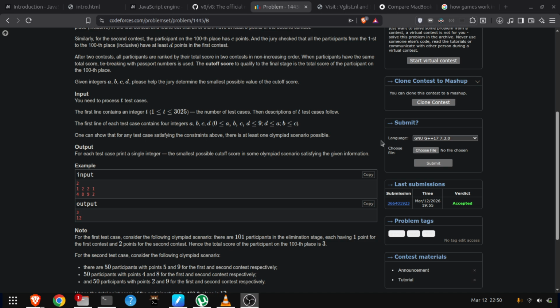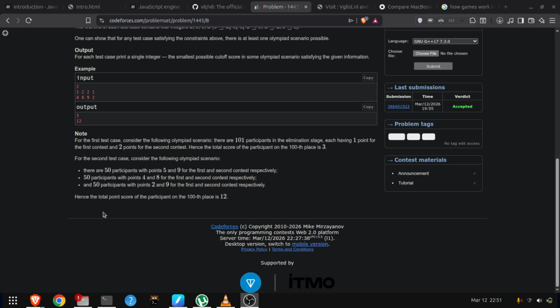So what we are doing over here is, we first take the input a, b, c, d: 1, 2, 2, 1. In the first test case, consider the following Olympiad scenario where there are 101 participants in the elimination stage, each having 1 point in the first contest and 2 points in the second contest. Hence, the total score of the participant on the 100th place is 3. So how will we find this 3?